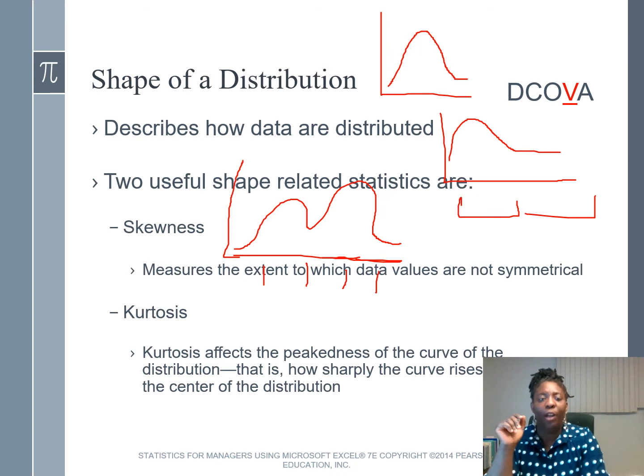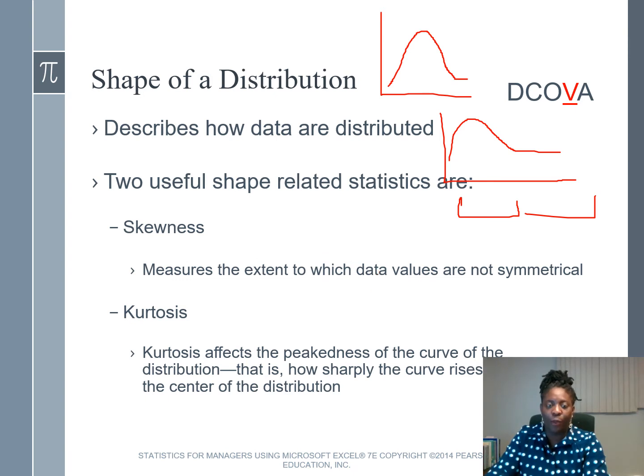There are 2 useful shape-related statistics we look at. Just going to erase this. One is the skewness. It measures the extent to which data is not symmetrical. So this chart here gives us skewed data, whereas this one does not.